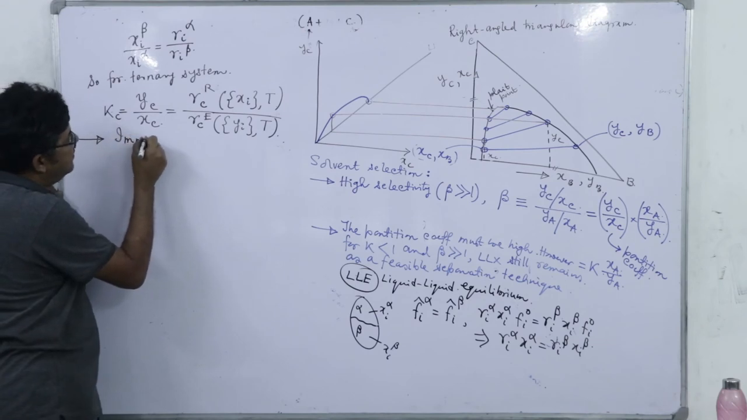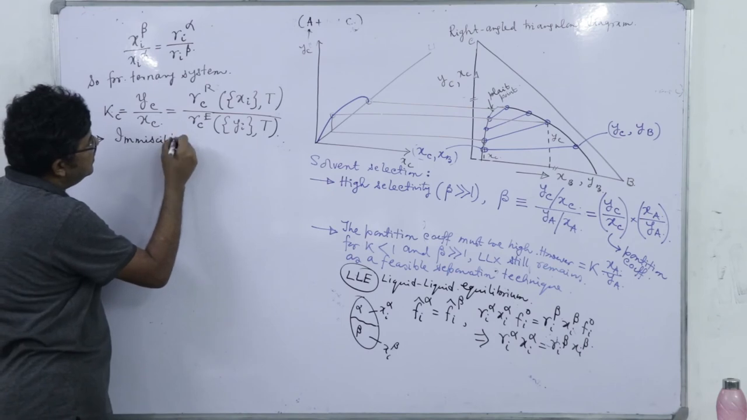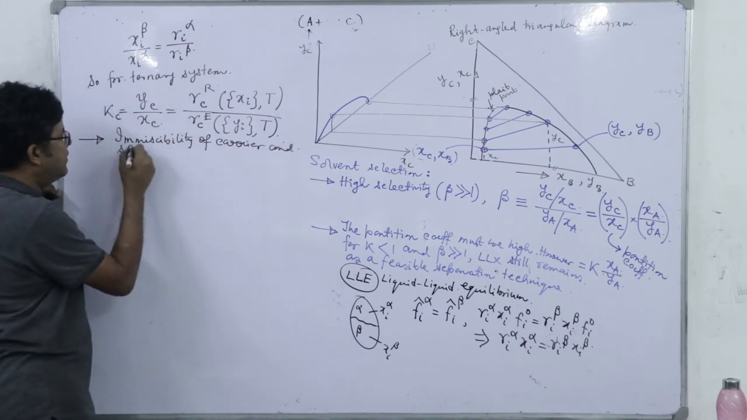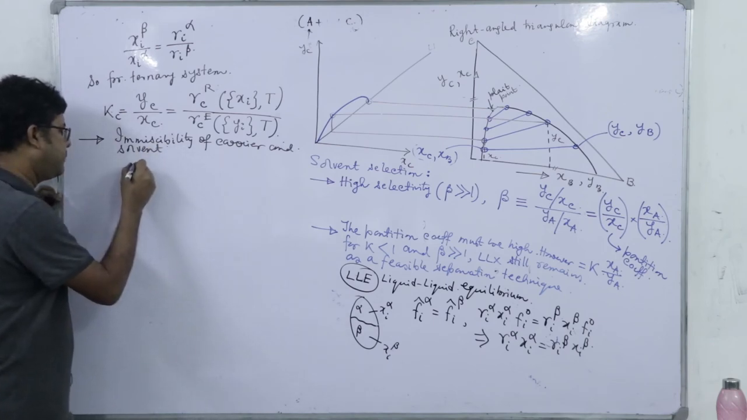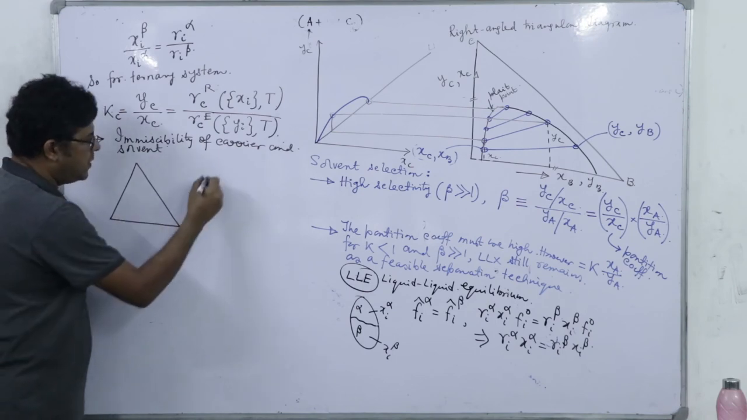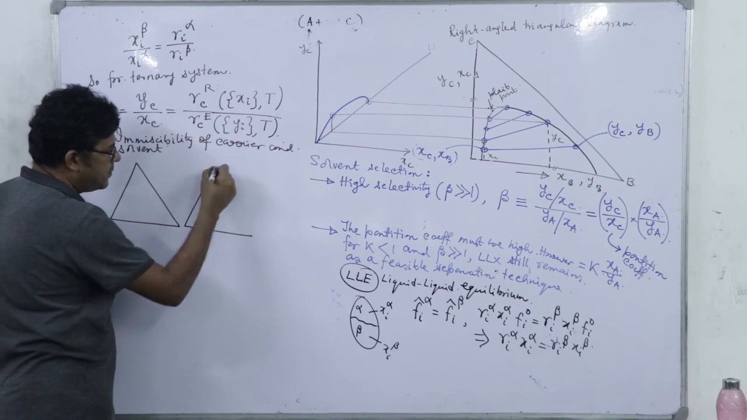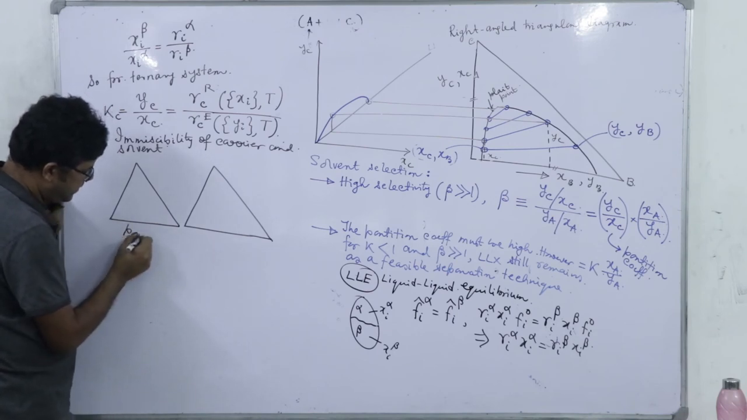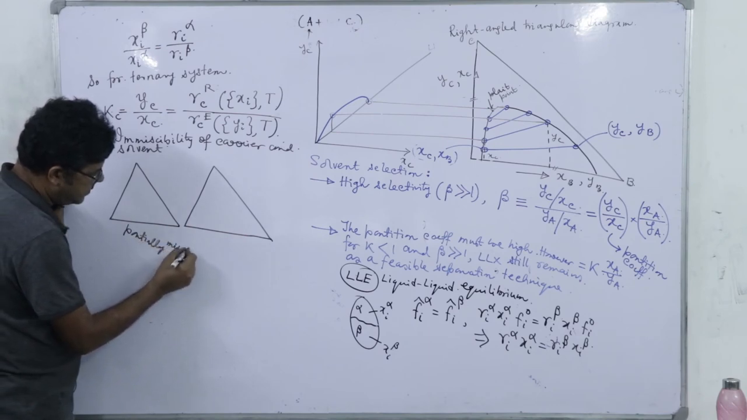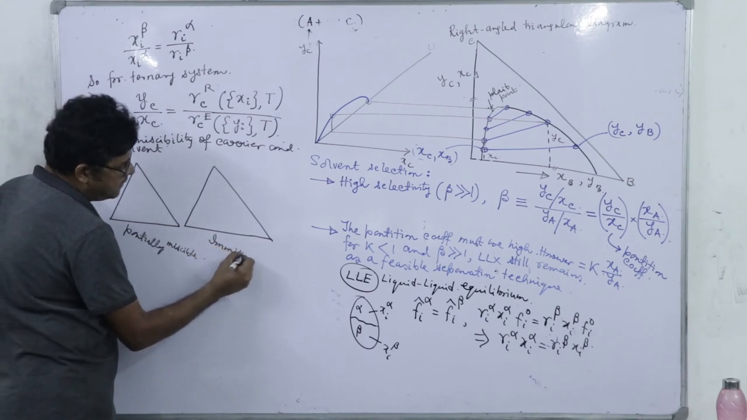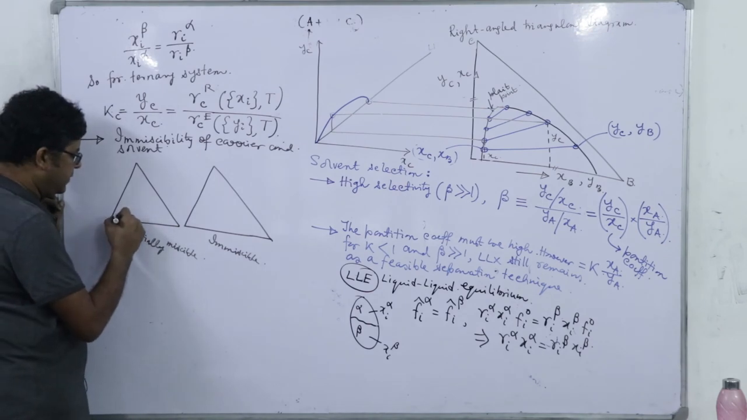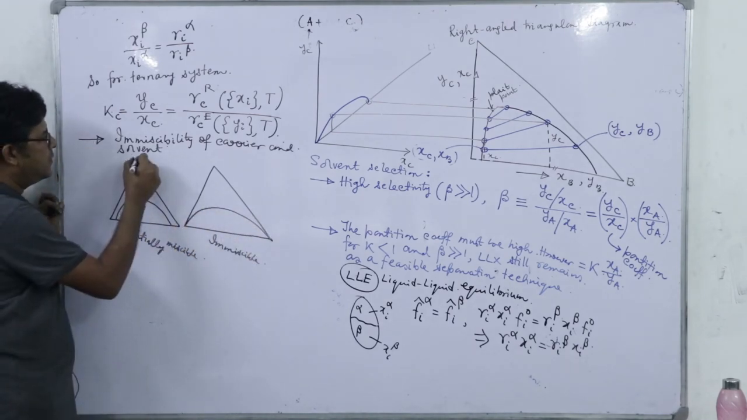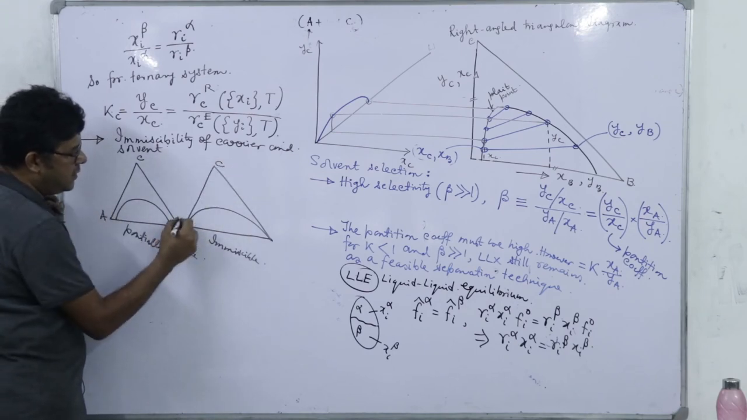Next, its immiscibility of carrier and solvent. You see, I will explain this with a diagram. Think that we have used two triangular diagrams. Here we are considering a partially miscible system, and this is an immiscible system. So, for the partially miscible system, the binodal solubility curve will be like this. And for the immiscible system, the binodal solubility curve will be like this. So, this is C, A and B, and this is C, A and B.